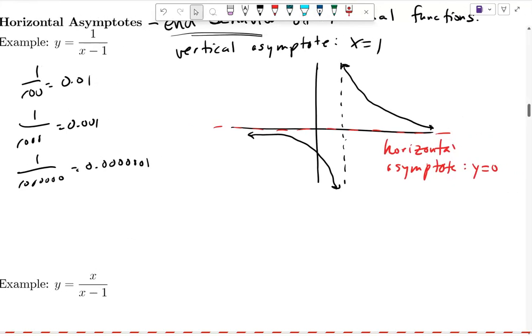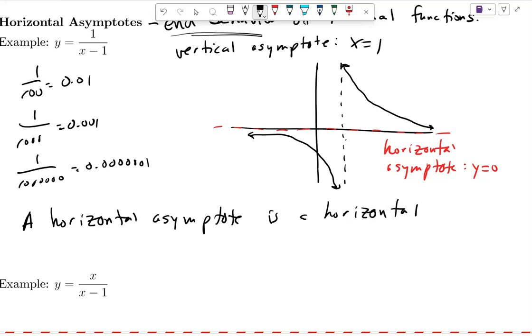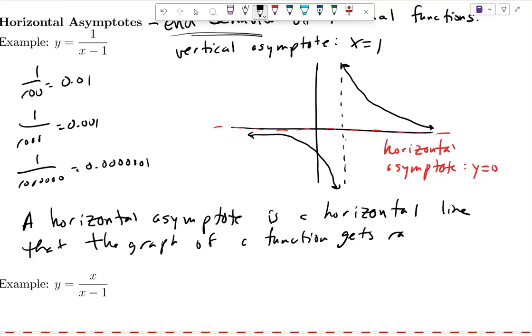So what we mean by a horizontal asymptote, just to write a little bit of a definition here: a horizontal asymptote is a horizontal line that the graph of a function gets really close to as x goes to infinity or as x goes to minus infinity.